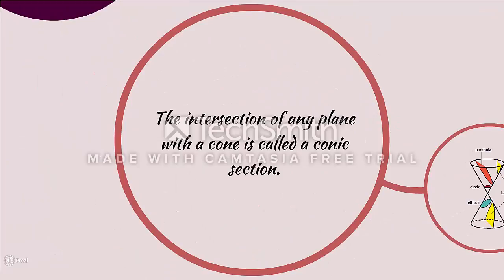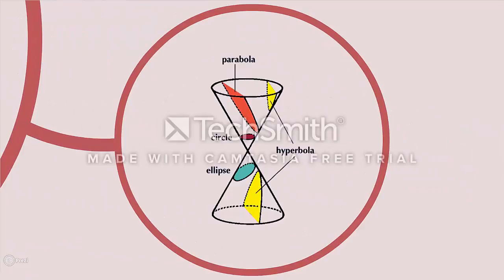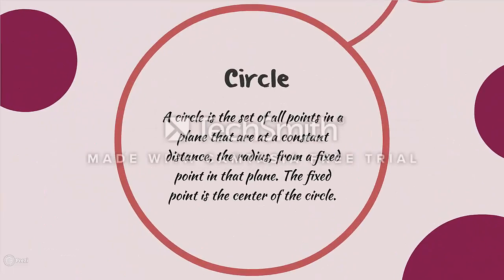The intersection of any plane with a cone is called a conic section. These are the conic sections: the circle, the ellipse, the parabola, and the hyperbola. Now let's go to the first conic section, which is the circle.